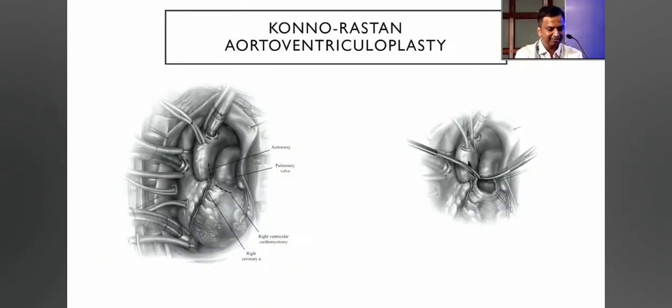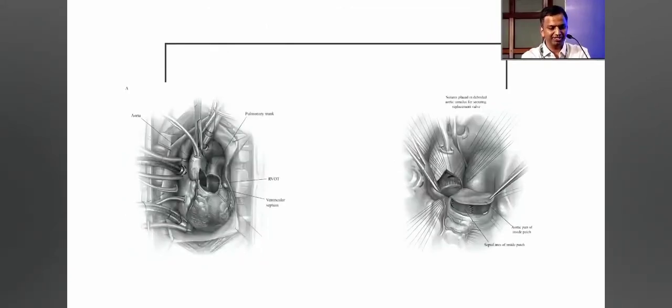The Konno-Rastan, like I mentioned, is more commonly performed in the pediatric population. The incision, like I mentioned, is to the left of the right coronary artery. It extends across the annulus into the RVOT, and then you open into the interventricular septum. So you are opening both the RV and the LV in this procedure. Then you patch the interventricular opening that you have created and extend that patch across the annulus to enlarge your root. And then, like the other procedures, size the annulus, put in your valve, and then close the RVOT with a second patch.